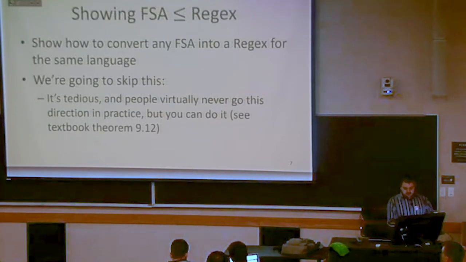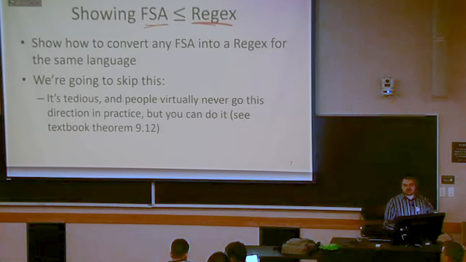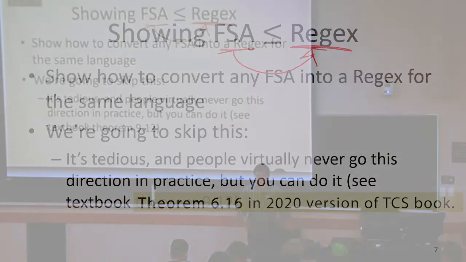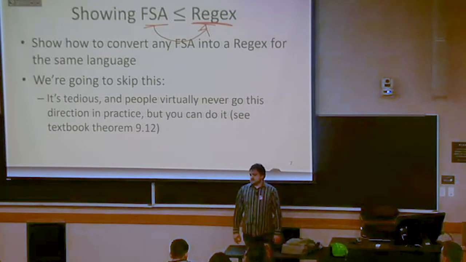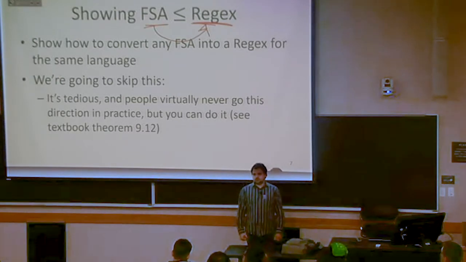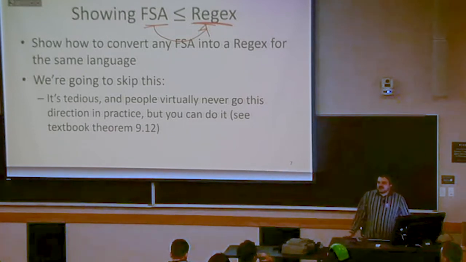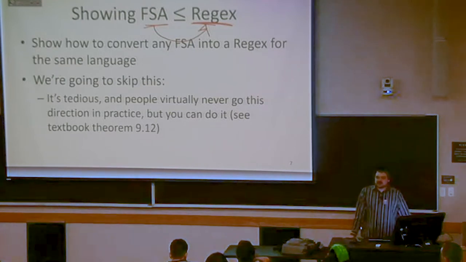So if I wanted to show that regular expressions were at least as powerful as finite state automata, so that the power of a regular expression is greater than or equal to finite state automata, then I need to show that I can take any finite state automaton and translate it into a regular expression. If I could do that, then anything an automaton could do, a regular expression could do. So regular expressions must be at least as powerful.